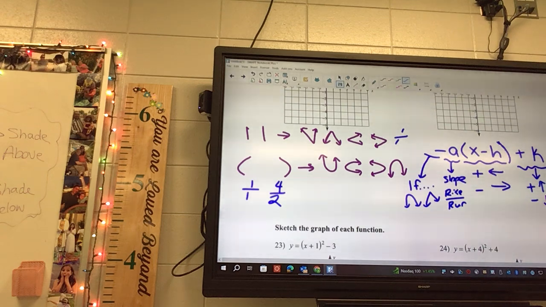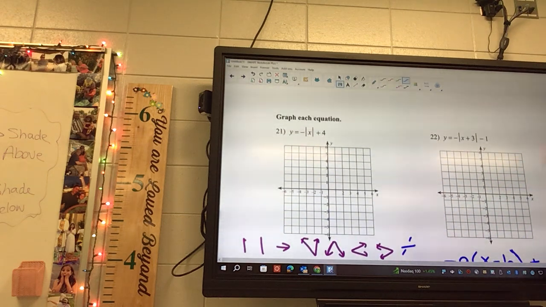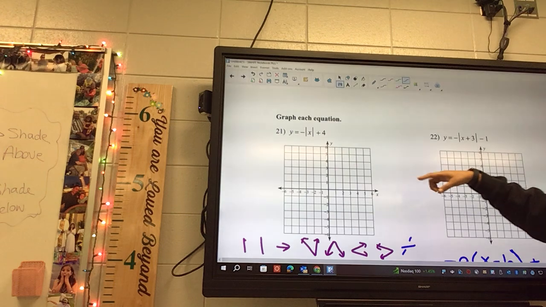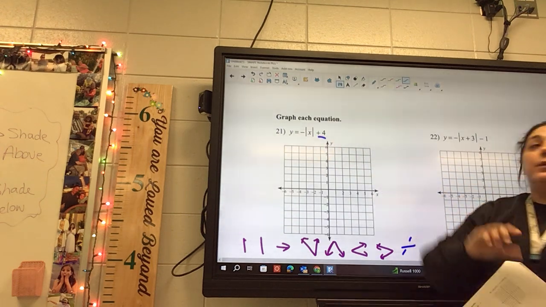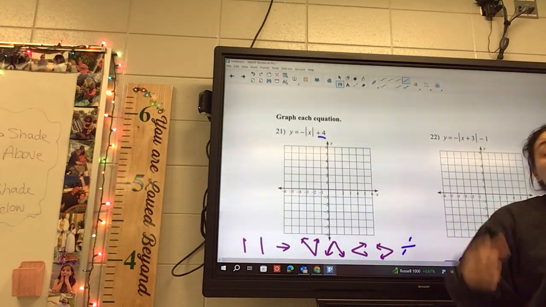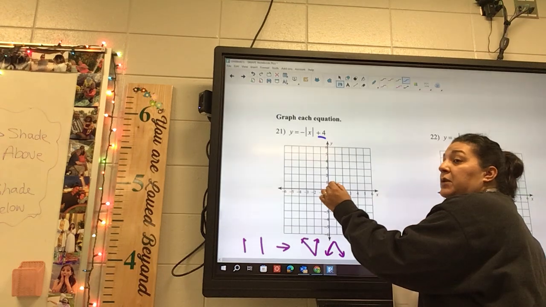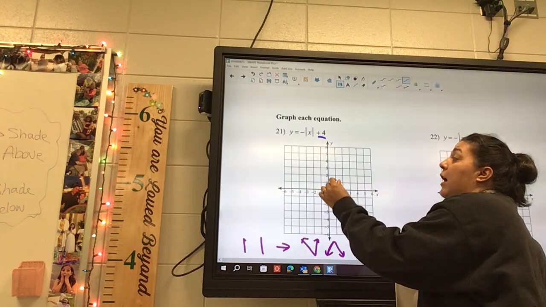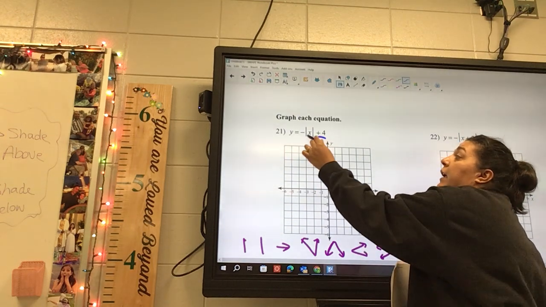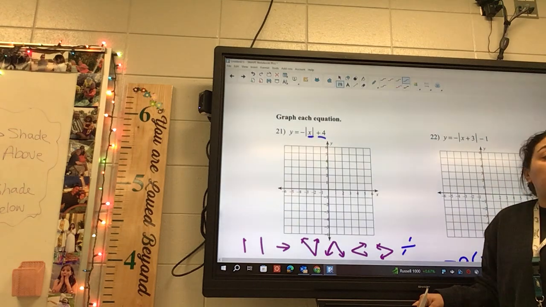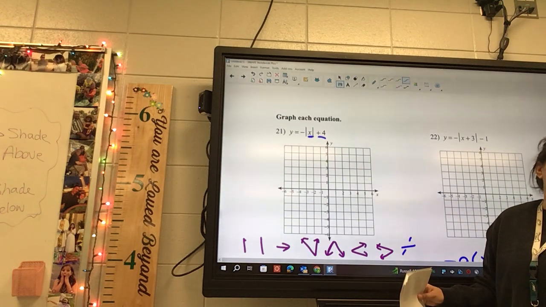So the V, what does a +4 on the outside do? We read from the right to the left, from the back to the front. So what does a +4 do? It goes up 4, so we're going to put our pencil on 0, 0, not make a dot, and we're going to count up 4. If there was something on the inside, does that go left or right? Well, it does go left or right.